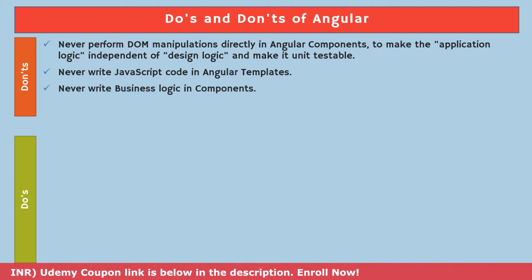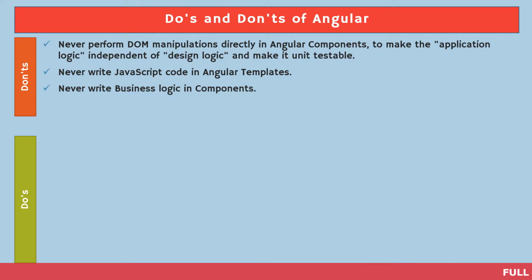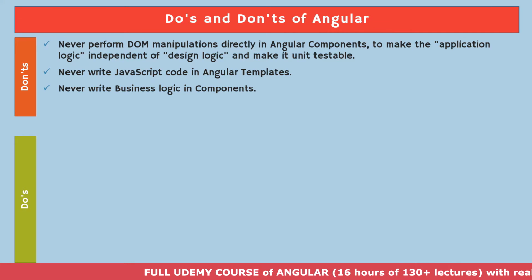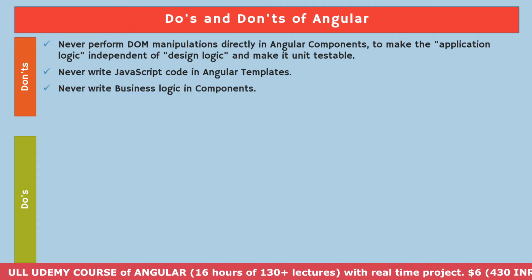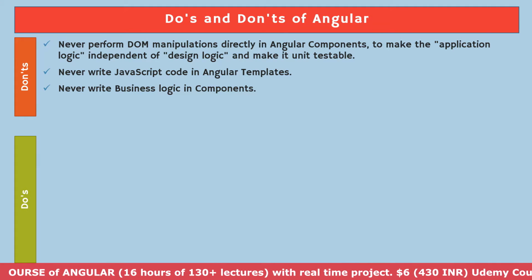Components are designed to store the application data in the form of properties and arrays, and also supply necessary event handlers to the templates. Components are never intended to hold business logic. The business logic should be written in the services and be invoked in the components. Thus, the business logic contained in services becomes independent of the user interface and reusable across the application.